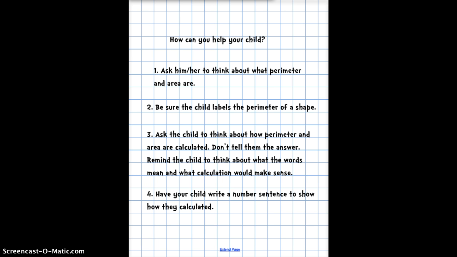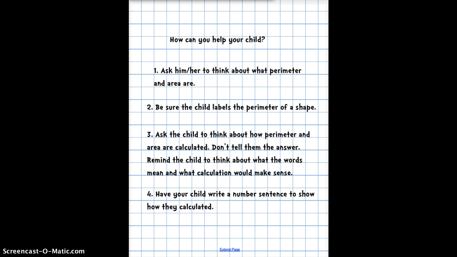Again, remind the child to think about what the words mean and what calculation would make sense. If you're going around the entire outside of a yard with a single piece of fencing, it would make sense that you would have to add up all of the sides together. And then fourth, have your child write a number sentence to show how they calculated the area or the perimeter. That starts helping solidify these 2 concepts in their minds.